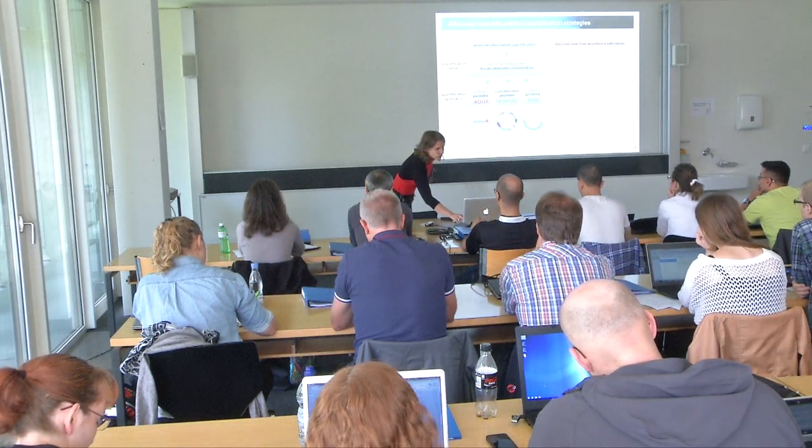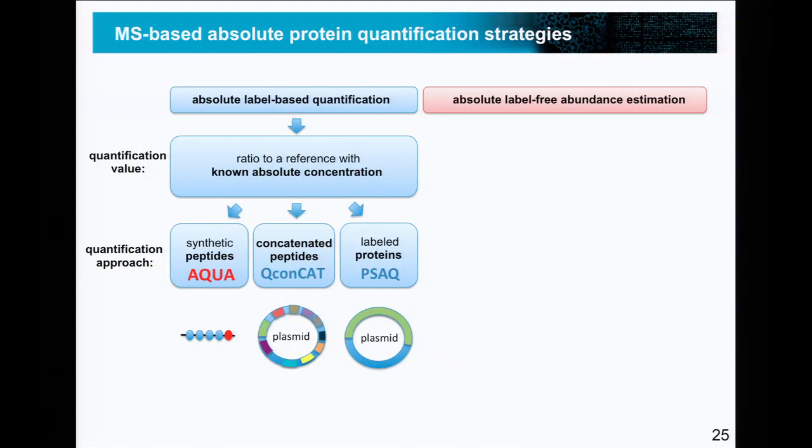Okay, so now that was everything I wanted to say about absolute label-based quantification, and the last field that is now missing is the absolute label-free abundance estimation. In the lab we use an abbreviation for absolute label-free, which is ALF, and I will use this very frequently throughout the rest of the presentation. So ALF means absolute label-free abundance estimation.